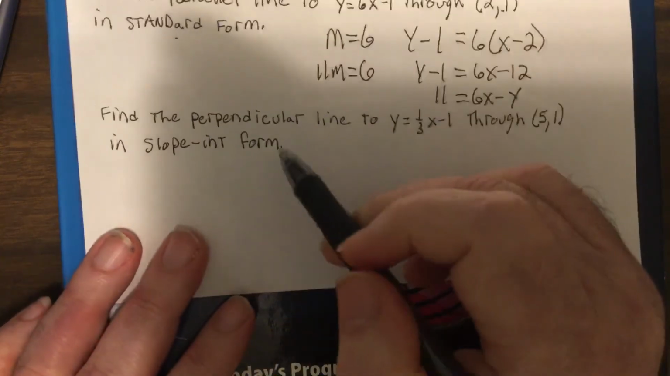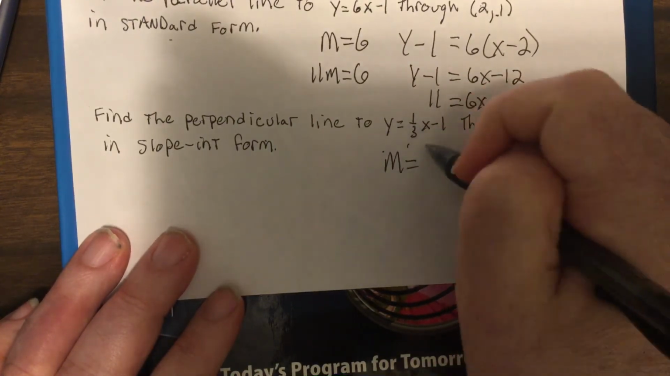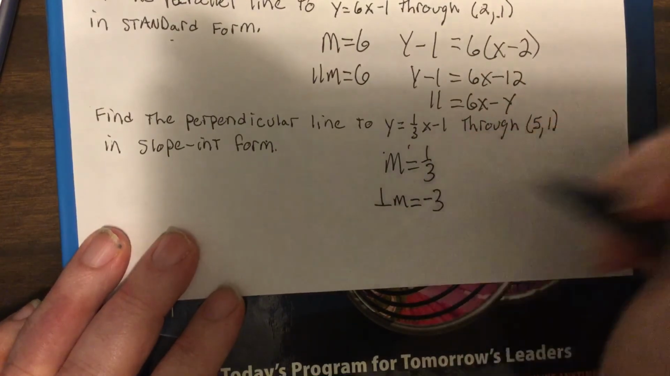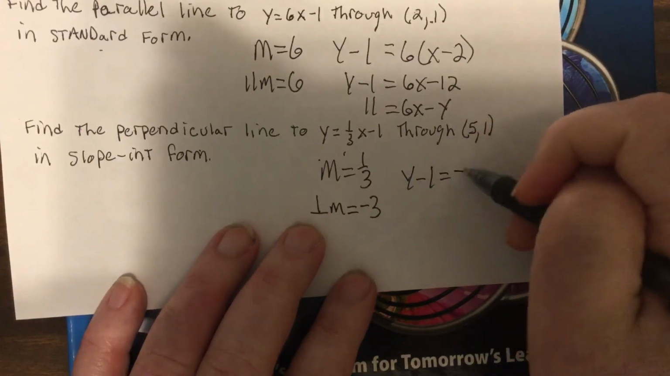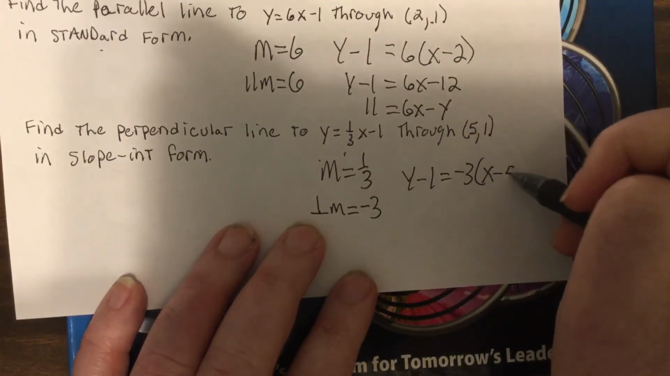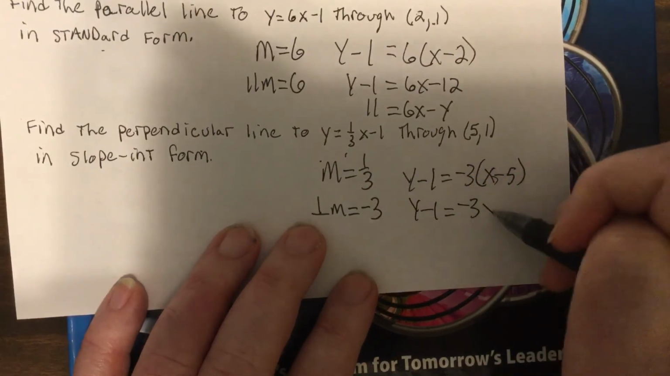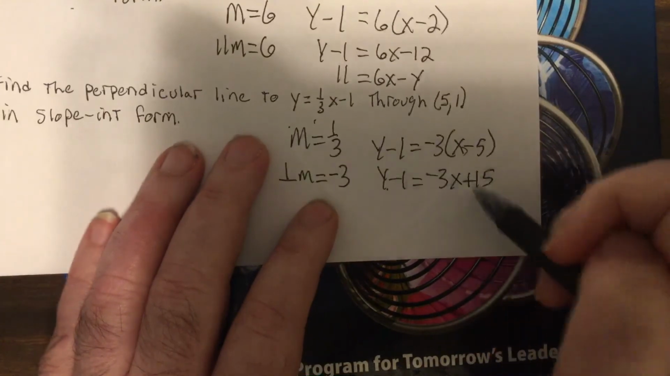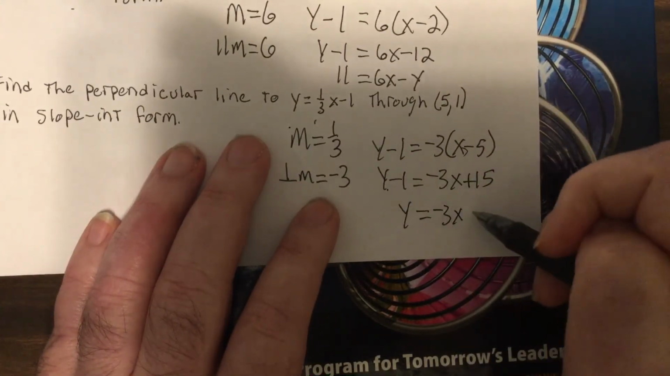Now this one I want perpendicular to. The slope is 1/3. So the perpendicular slope would be -3. So it'd be y minus 1 equals -3 times x minus 5. Distribute -3, y minus 1 equals -3x plus 15. And I want it in slope-intercept form. That means solve it for y. So I'm going to add 1. So y equals -3x plus 16.